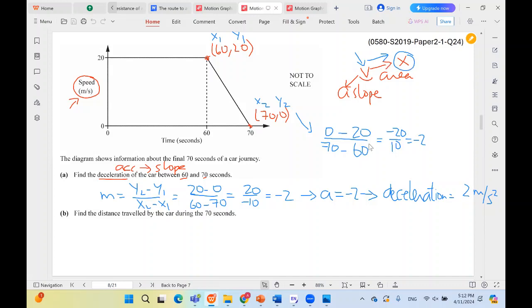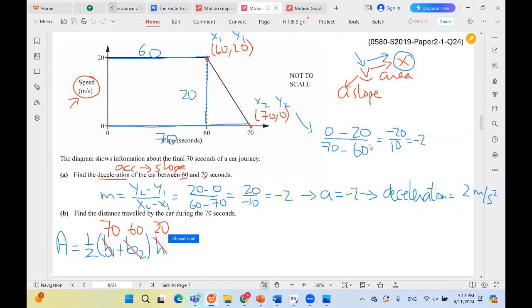So as we did in the previous problems, we're going to get the first base, which is 70. And the second base here, which is from 0 to 60. So this is 60. And then the height is 20. We can plug these numbers into the area formula. So A equals half (B1 plus B2) times height. B1 is 70, B2 is 60, and the height is 20.